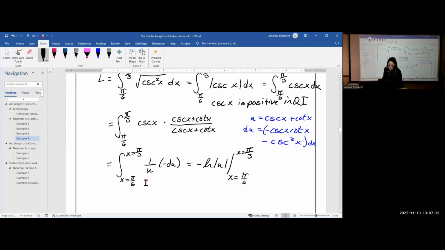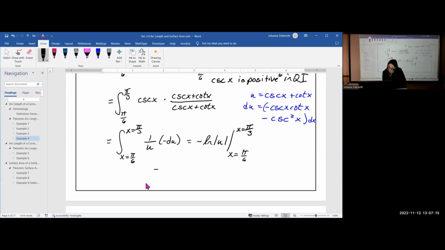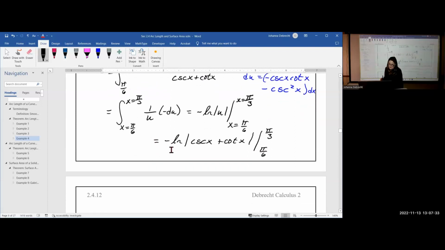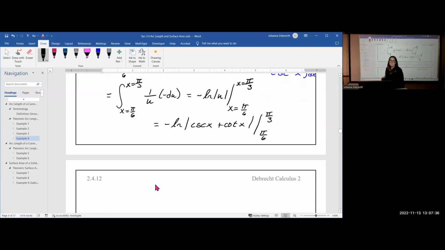And then we can go back to what our u was, which was negative natural log of the absolute value of cosecant of x plus cotangent of x, evaluated from pi over 6 to pi over 3. So let's go ahead and figure out what that turns out to be. The cosecant of pi over 6, well, sine of pi over 6 is 1/2, so the reciprocal of that would be a 2. And that would be 2 at the lower limit.